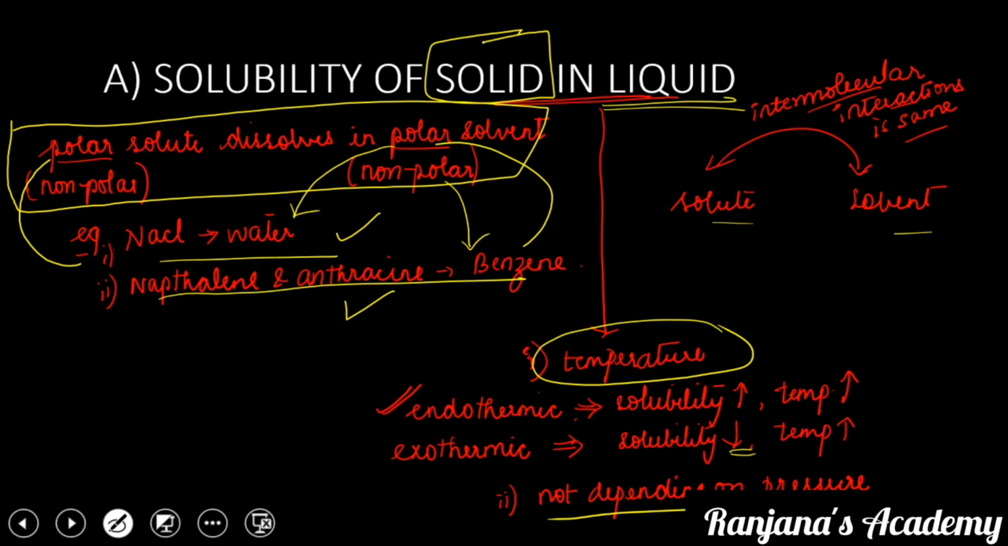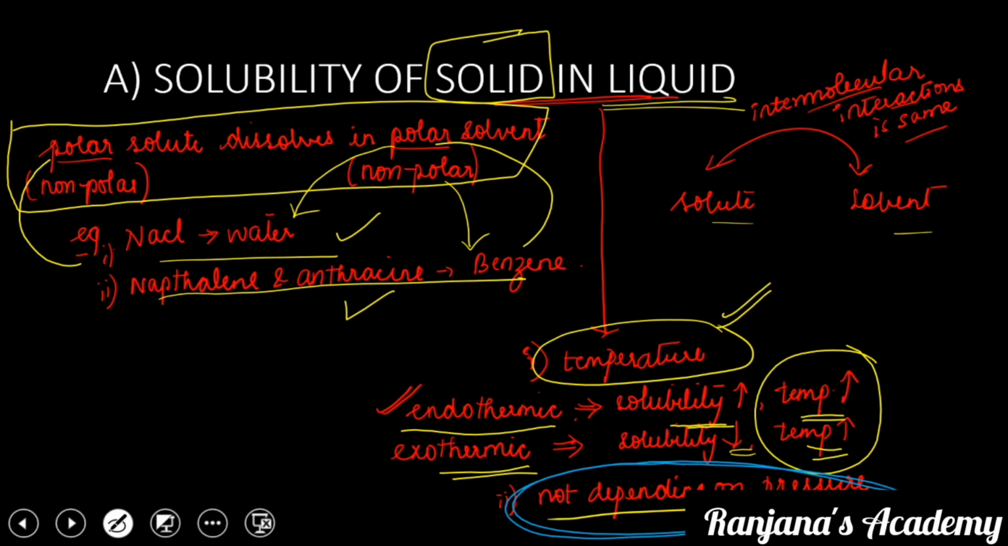Solubility of solid and liquid is usually temperature dependent. When it is endothermic, solubility increases as the temperature increases. Exothermic means solubility decreases as the temperature increases. In both places temperature is increasing, but depending upon the reactions, you have to see which is increasing and decreasing. So this is not dependent upon pressure.